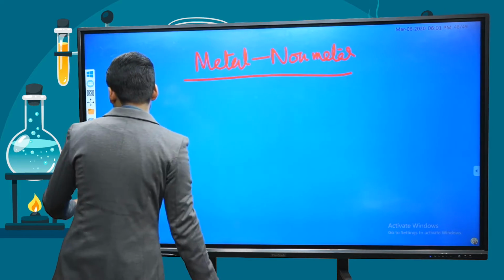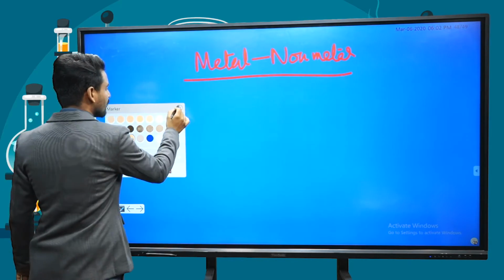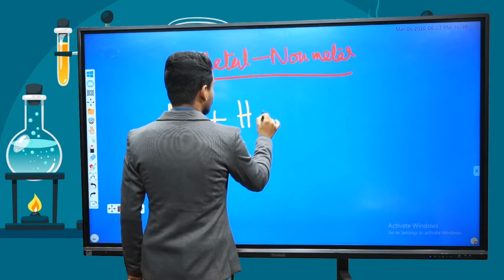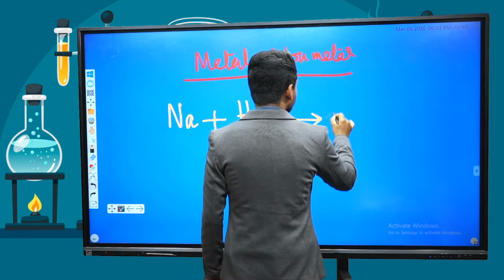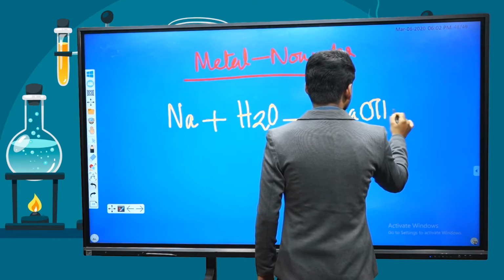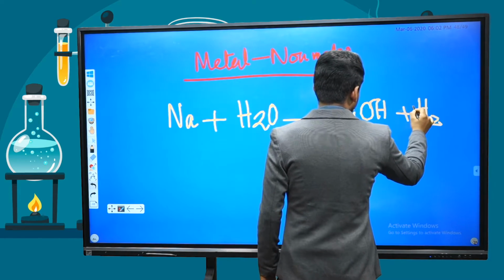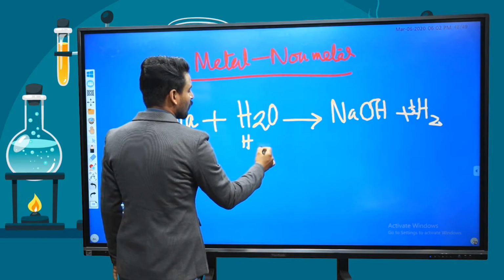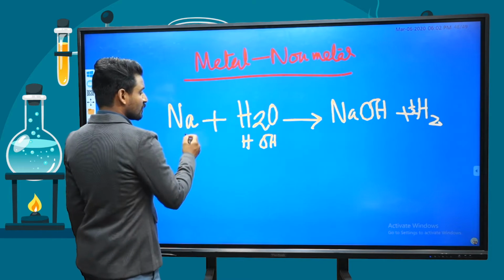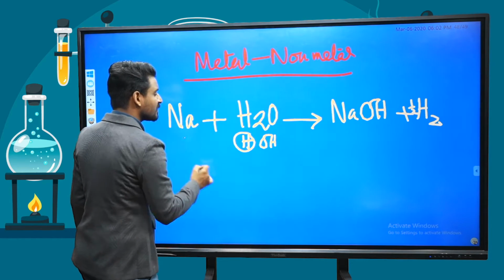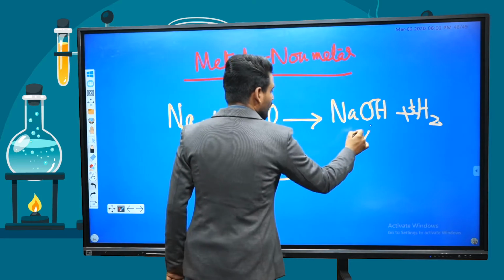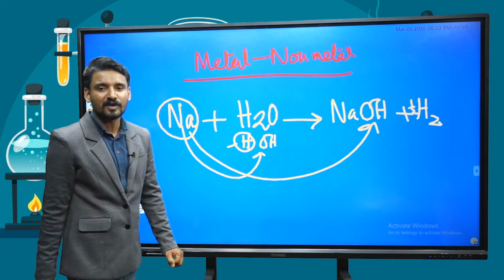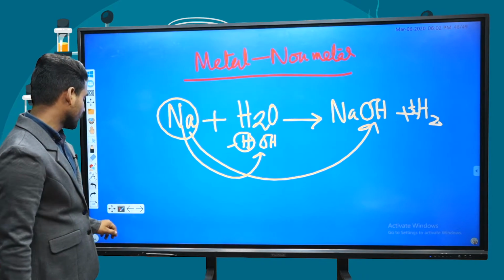For example, let us take sodium plus water. What happens? That gives NaOH plus hydrogen gas. What is the reaction? We know that water has H plus and OH minus, HOH. So here the hydrogen is replaced by sodium and we get sodium hydroxide. So a metal replaced a non-metal, hydrogen, from this. This is called metal non-metal displacement.